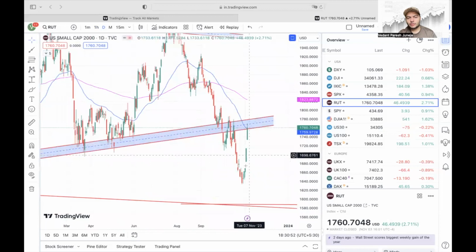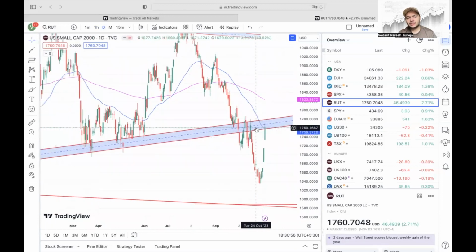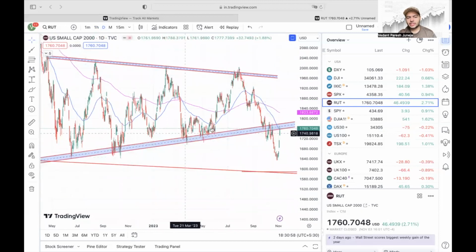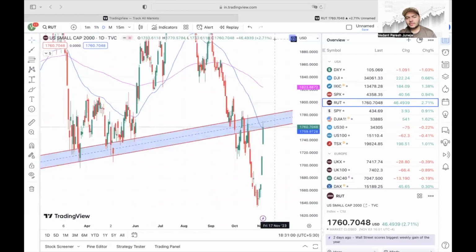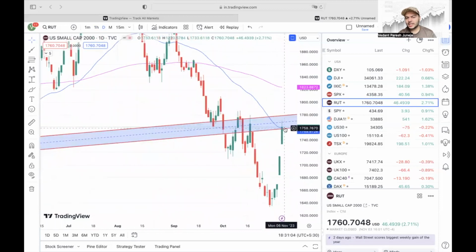Now we have given a pullback, and we are retracing and retesting these levels, this support that we had broken down, and we are also currently sitting at the 50-day moving average, the blue line that you see coming.